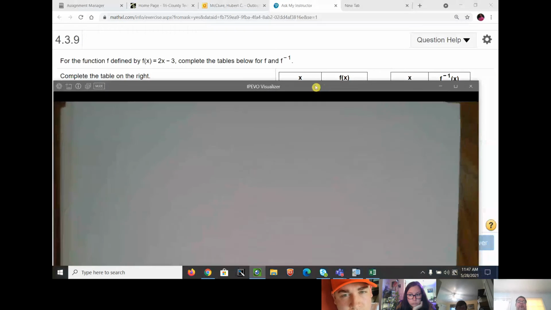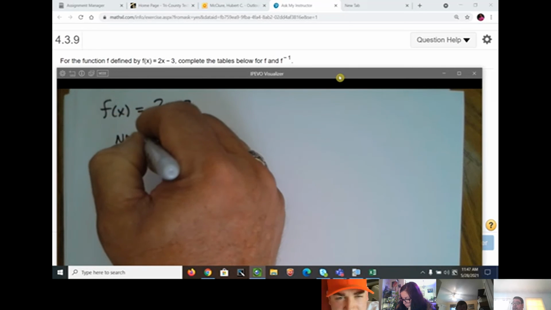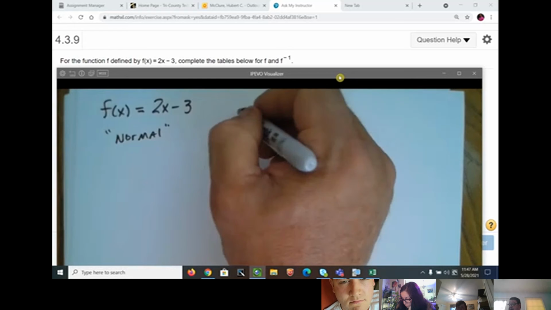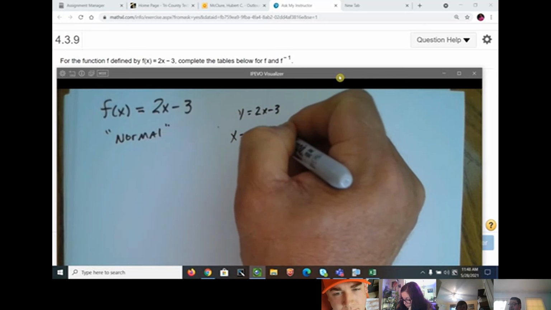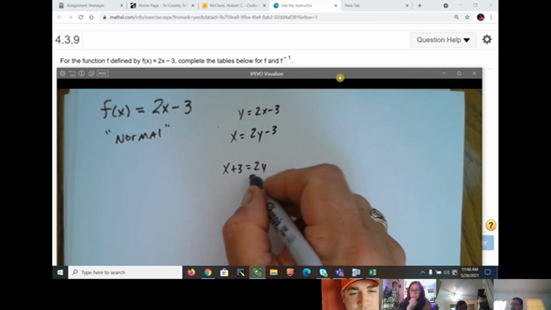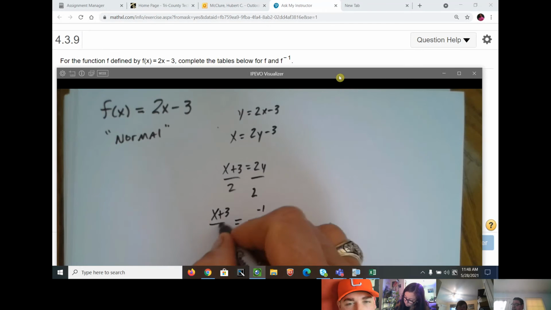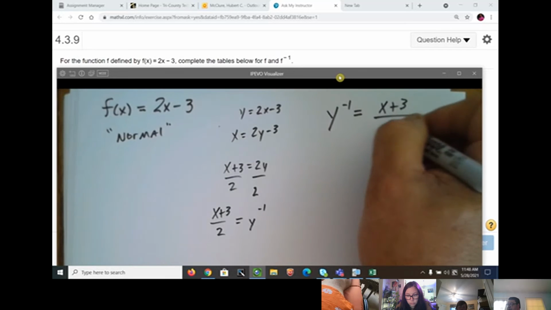First of all, f of x is equal to 2x minus 3, and you just plug and chug to get the "normal," whatever they want. Then I'm going to go y is equal to 2x minus 3. x is equal to 2y minus 3. x plus 3 is equal to 2y, divided by 2. y inverse is equal to x plus 3 over 2, and that's over here.